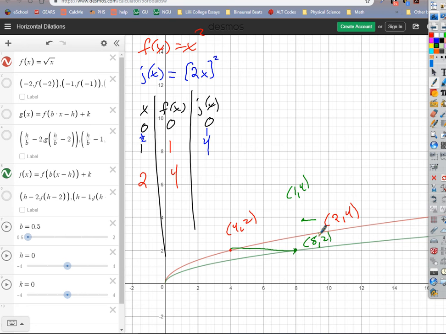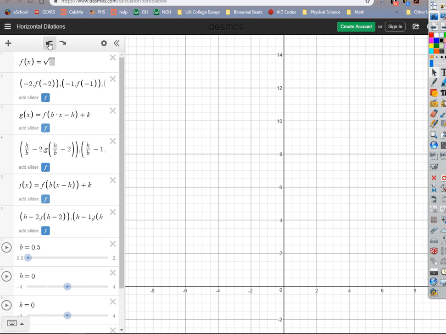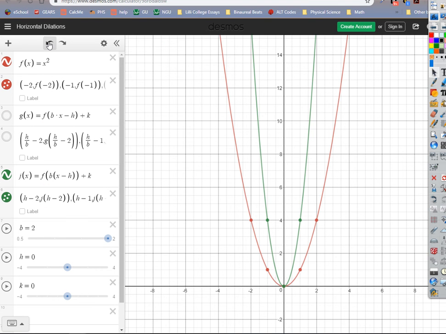What if we want to do a combination of horizontal dilations and translations? What's that? Make a prediction. There we go. Okay.